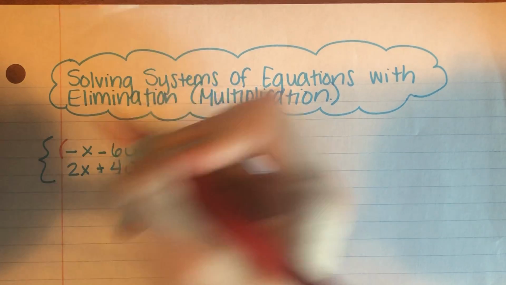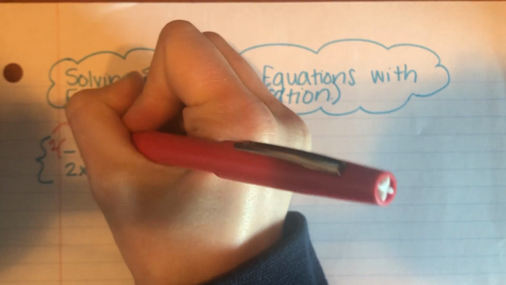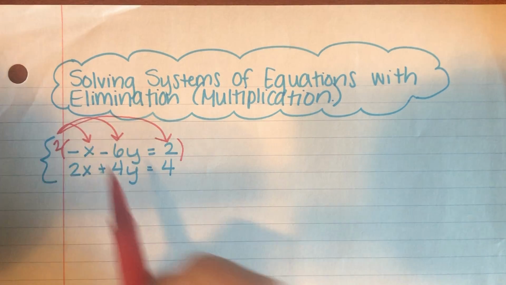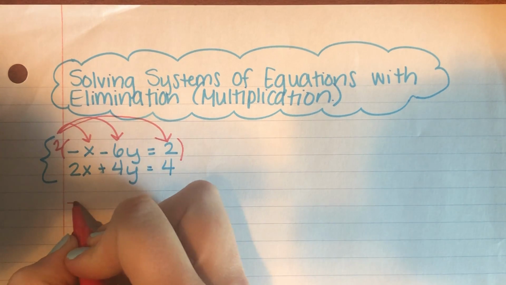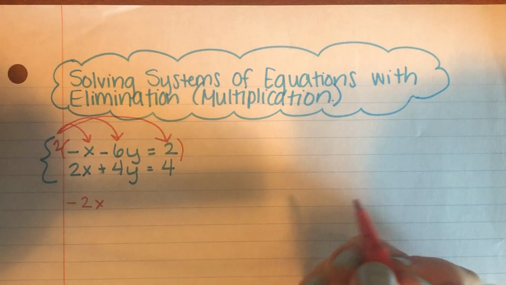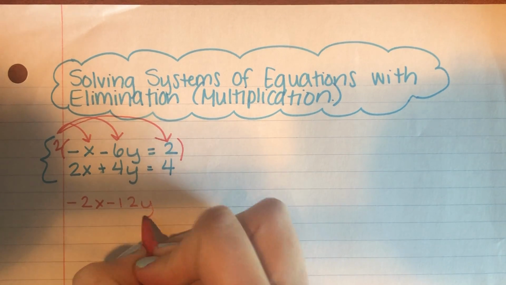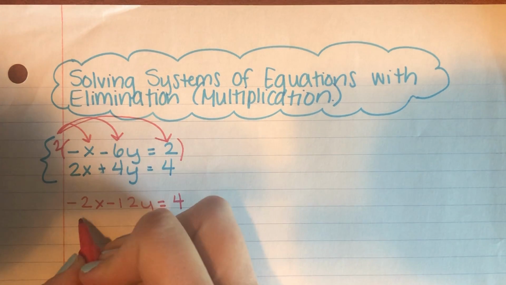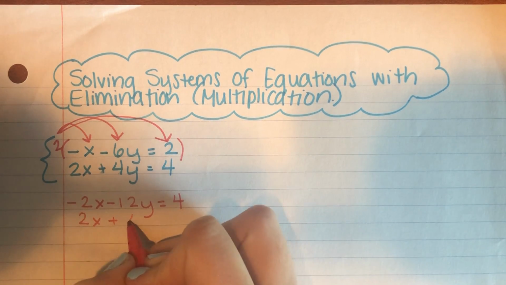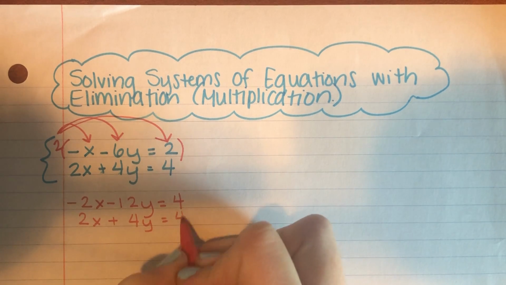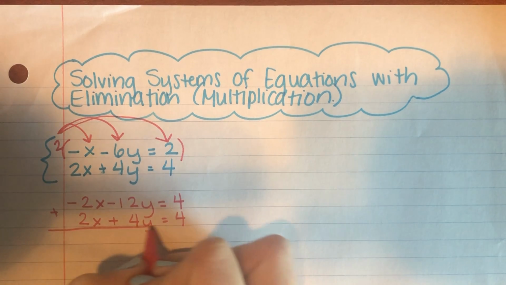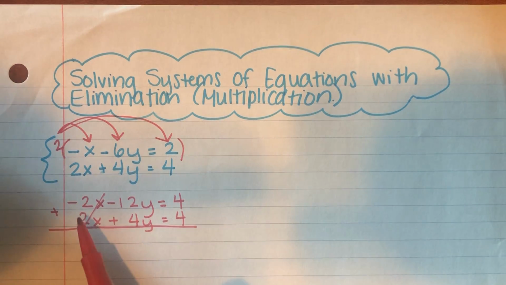So I'm going to multiply by 2 all the way across my first equation. Remember, I have to multiply each term by 2. So 2 times -x is -2x. 2 times -6y is -12y. And 2 times 2 is 4. And then I'm going to go ahead and copy down my second equation exactly how it is. And now that I have additive inverses, I can go ahead and add these together to eliminate my x term.